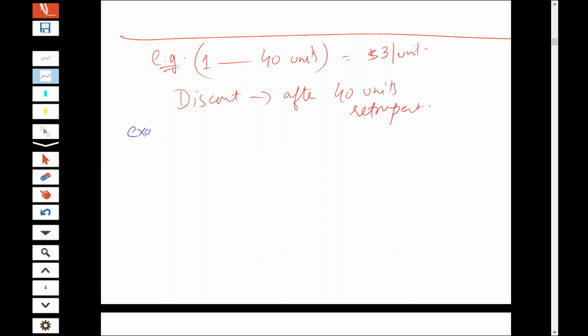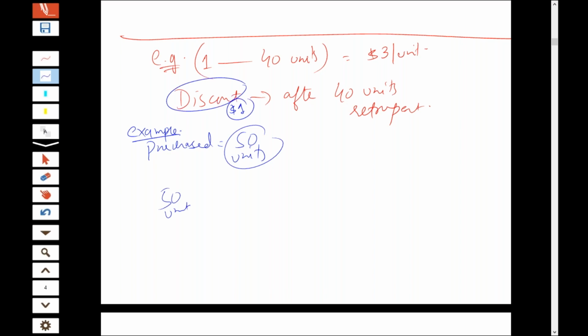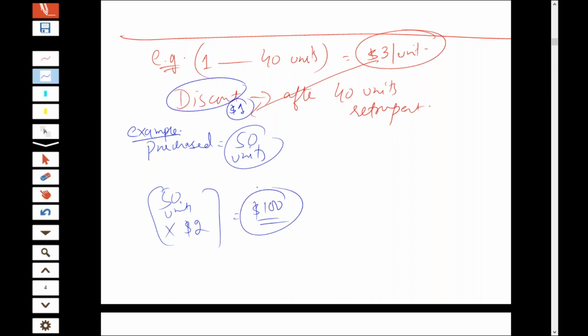Let's say, for example, you purchased 50 units, and the discount is of $1. So the entire 50 units will be charged at, not $3, sorry, $2, because this is $3 and the discount is of $1. So it will be for $2 and it will be $100. Okay. So your cost is reducing.